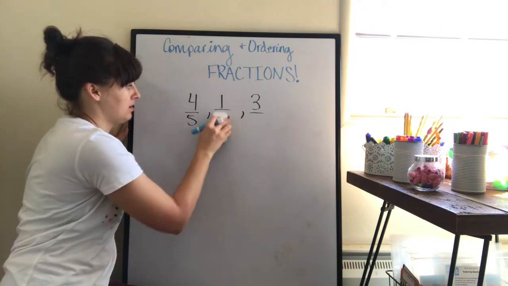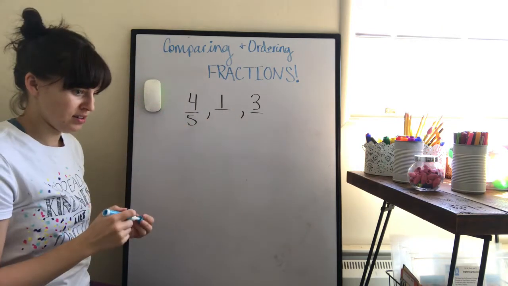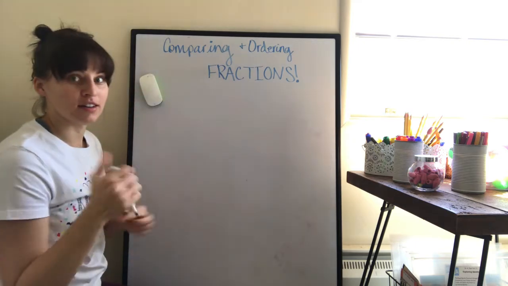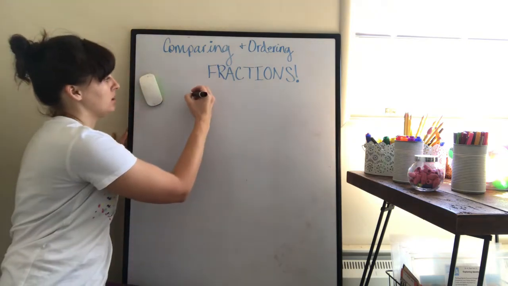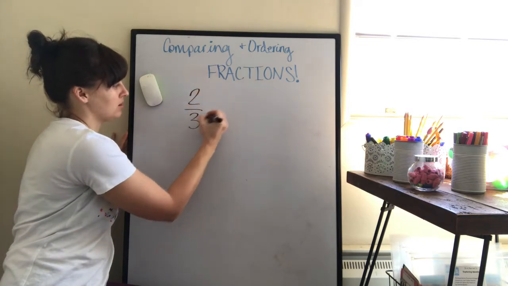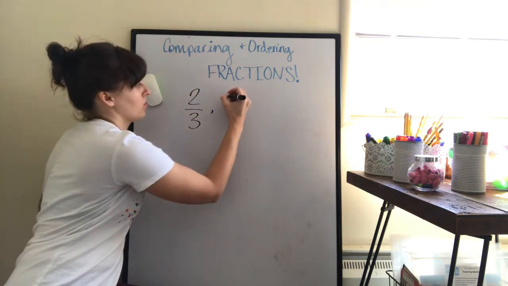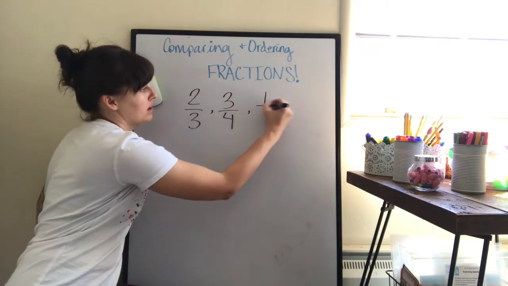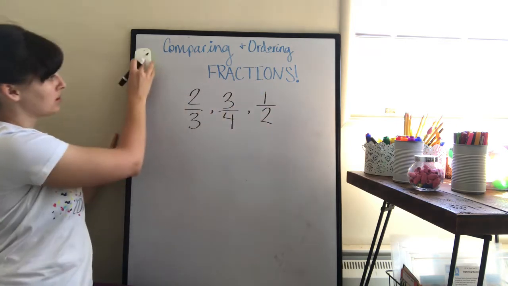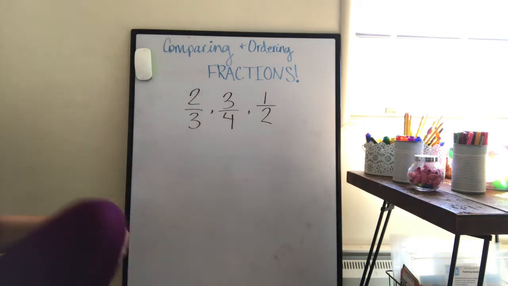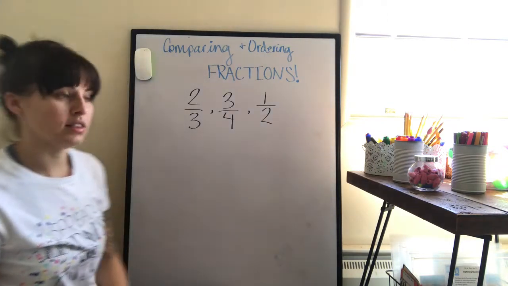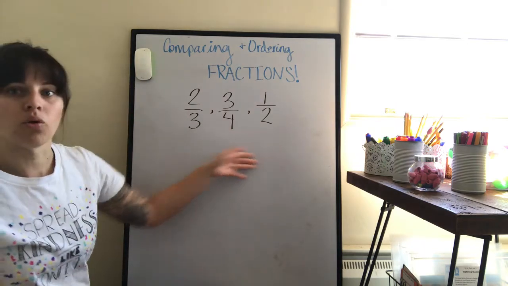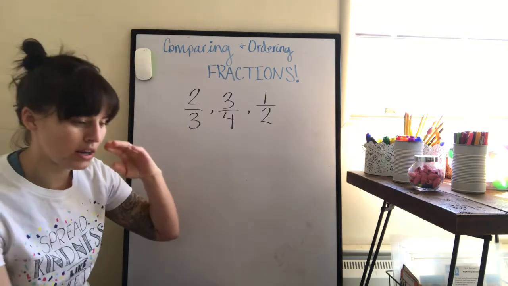they had different denominators? Let me use different numbers. Let's say we had 2/3, 3/4, and 1/2. Okay? And I will take a picture of this when we're done, but if you want to write this with me, it might be really helpful to you. So these are the fractions we have to order. We have to order them from least to greatest.